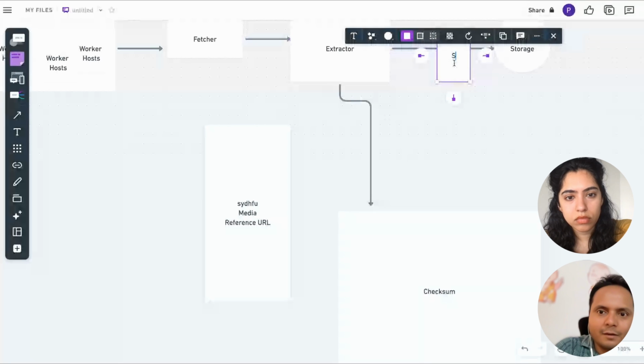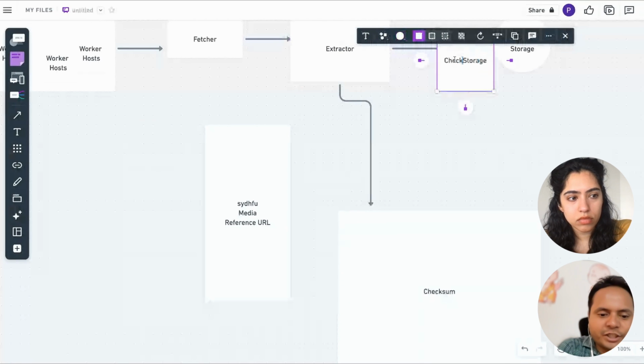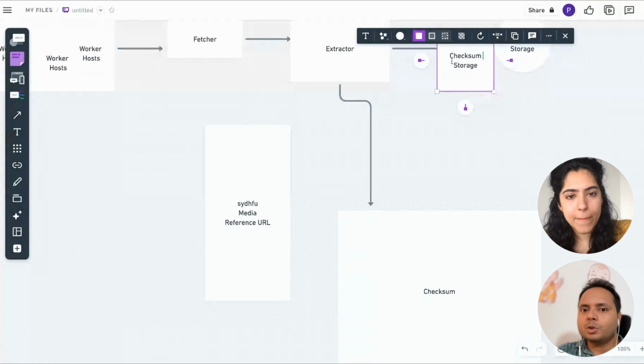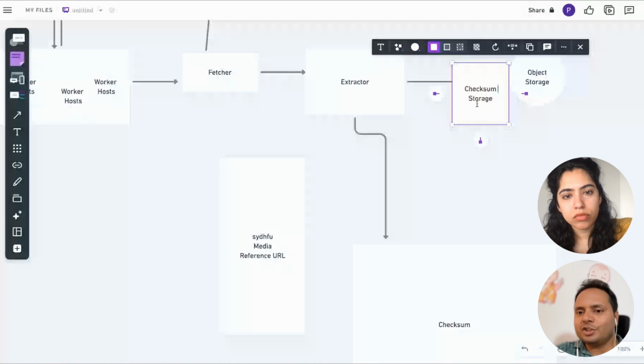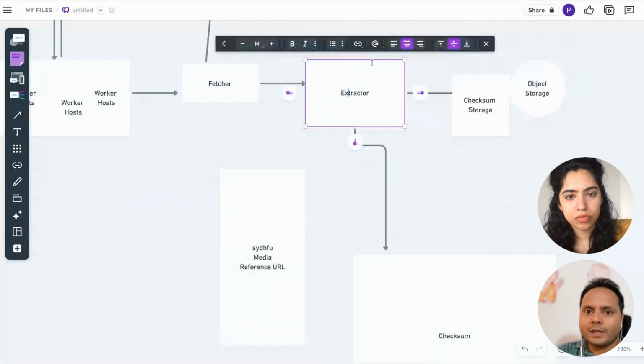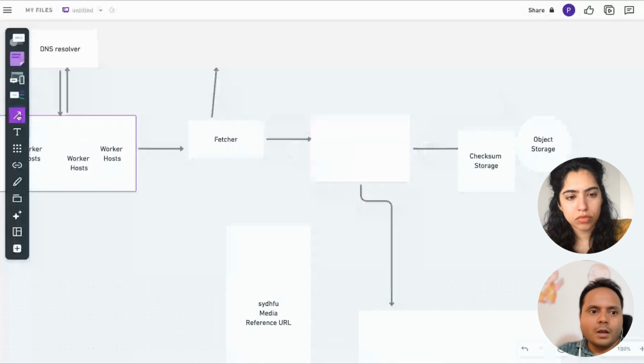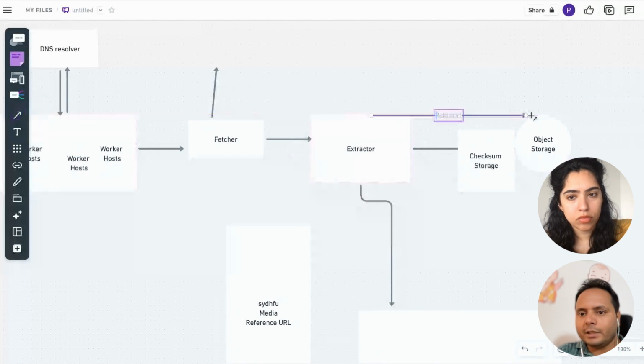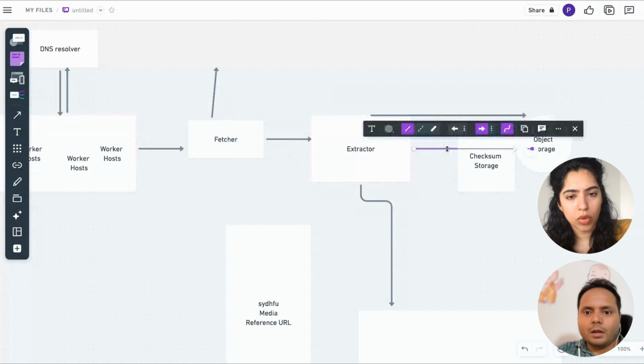With this extractor, we can obviously introduce a couple of storages for duplicate elimination. For example, we can have a checksum storage that stores the checksum of all the different websites that we have stored. When the extractor has extracted the actual website content, it can check against this checksum storage whether we are going to store a duplicate or not. If there are no duplicates, the extractor will go and store the actual content in this object storage. That way we can deal with this.